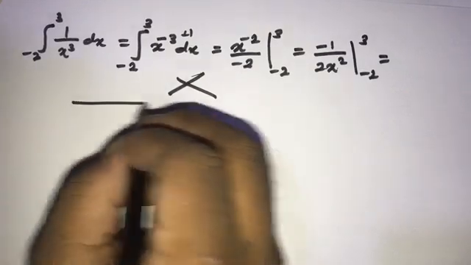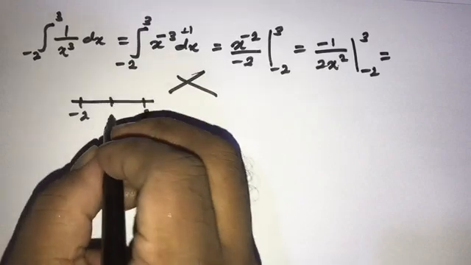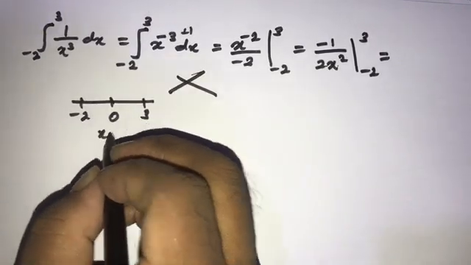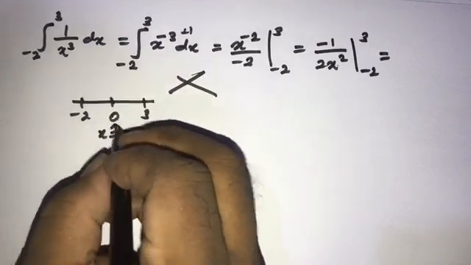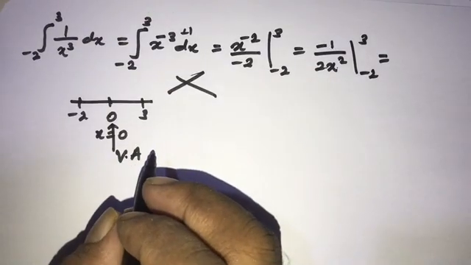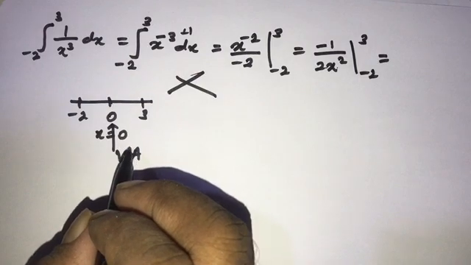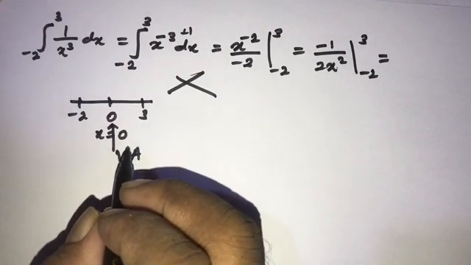So our interval is minus 2 to 3 and we know 0 is in between minus 2 and 3. When x is equal to 0 the function is not defined, so there is a vertical asymptote here. Then now we know this integral is not continuous at x equal to 0. So we can break this integral into two integrals, and the proper way to write this is by limits.